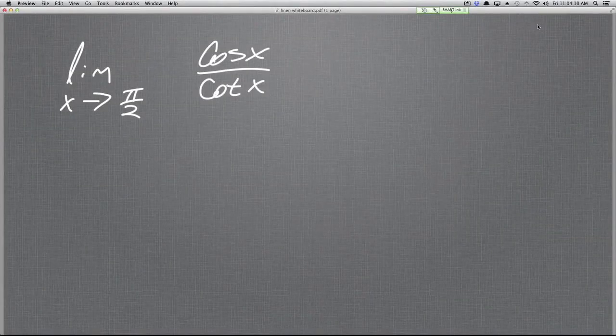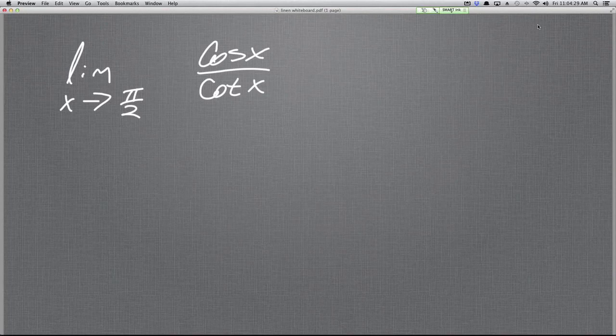Alright, this time I have the limit as x approaches pi over 2 of cosine of x over cotangent of x. I cannot use the special trig limits. Why? Because x is not approaching 0. But when I plug pi over 2 in, I still get 0 over 0.